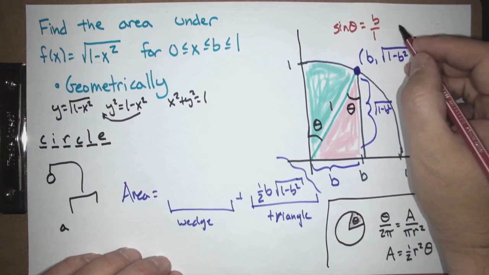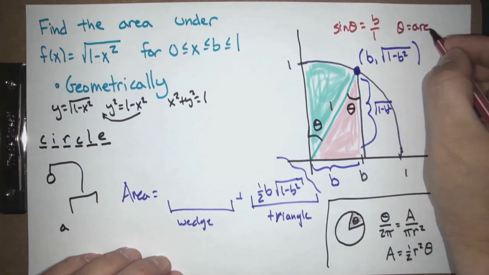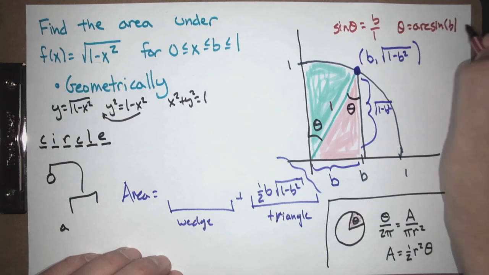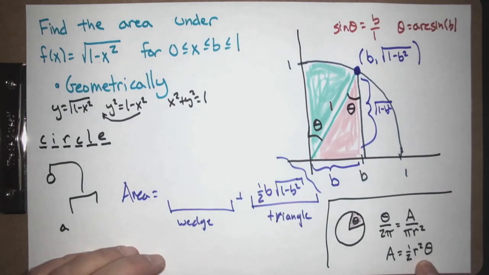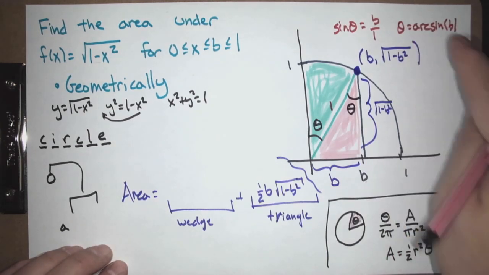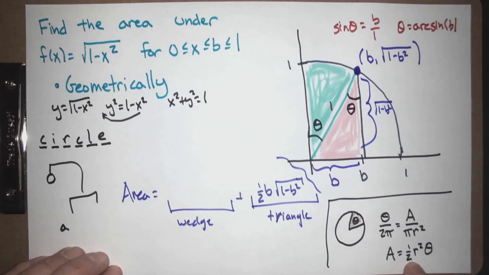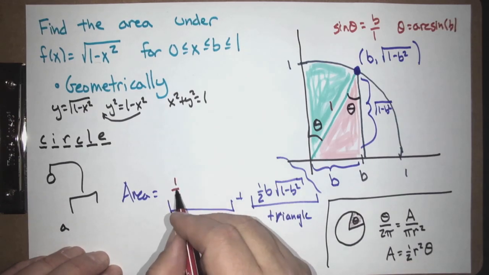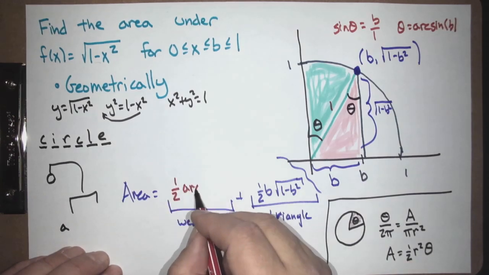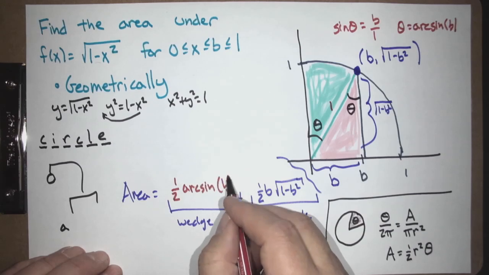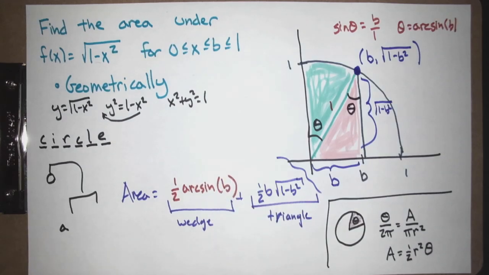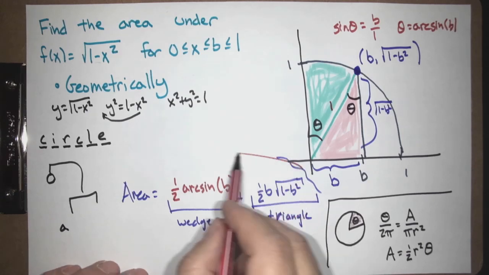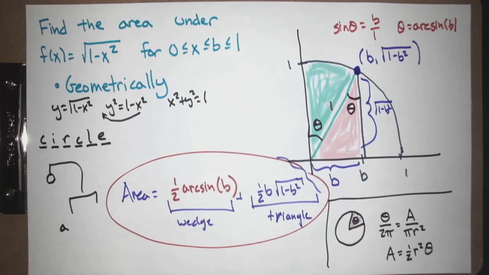Sine inverse, the arc sine. So theta is arc sine b. We already figured out if we could just find the angle, we just need to times it by a half. So the area of the wedge is 1/2 arc sine b. And that's the answer. Just like you thought, right?